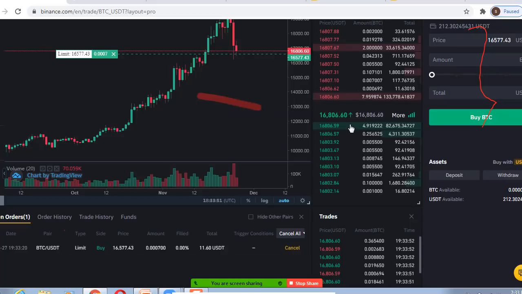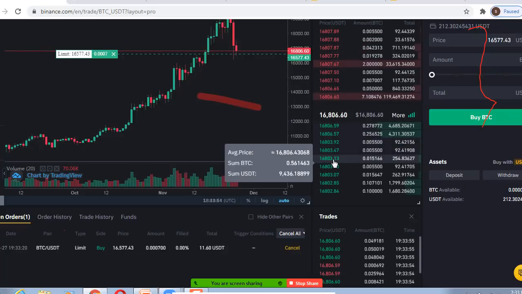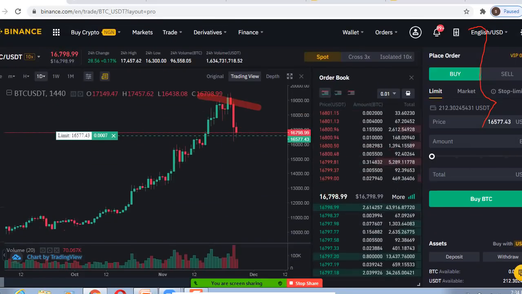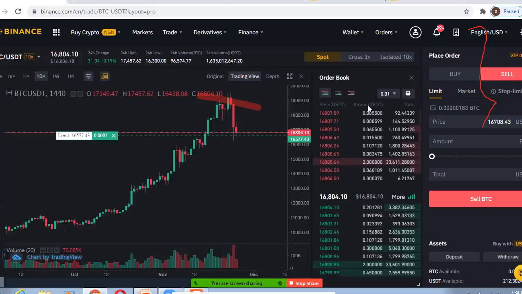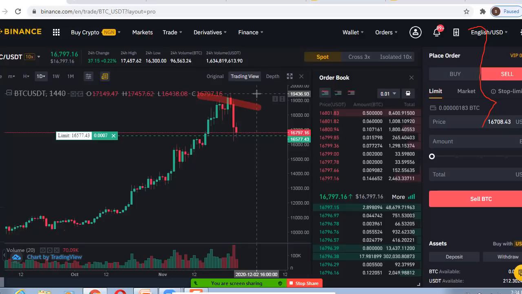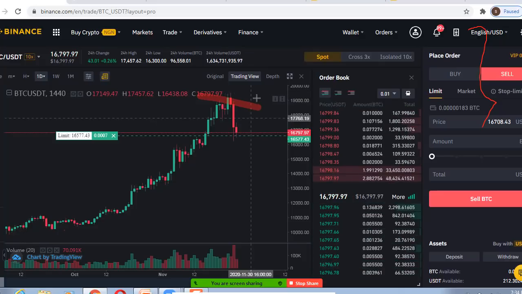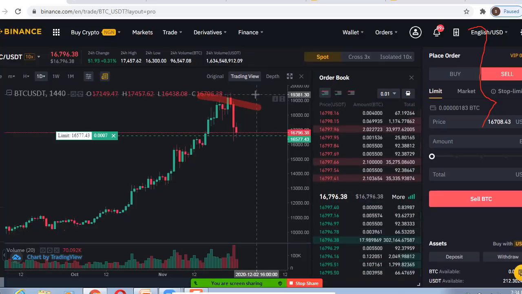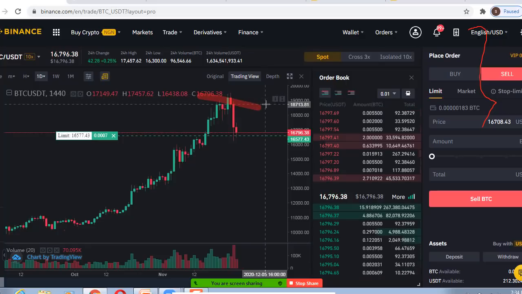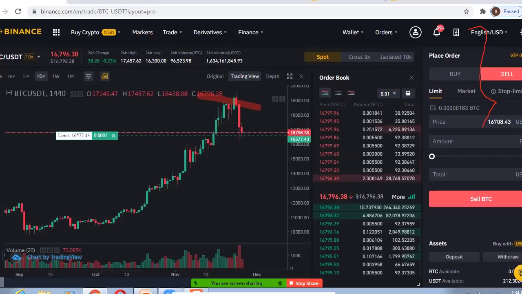So take note. With a limit order, you are placing the trade at your own price. You specify it: I want to buy at this price. The same thing applies when you want to place a limit sell. If you want to sell Bitcoin, and you believe Bitcoin is going to hit $20,000, you can set your sell limit at $20,000 and go about your business. When price comes to that $20,000, it will automatically execute for you and sell your Bitcoin back to USDT. That is how a limit order works.